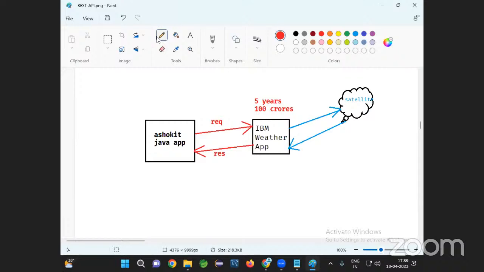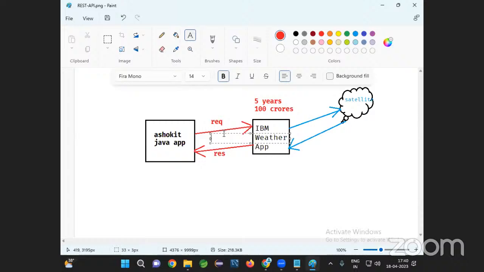I'm reusing the logic. One project's logic I am reusing in another project. That is called a distributed application. To reuse business services of one application in another application, we will develop RESTful services. By using RESTful services, one application will communicate with another application. How will they communicate? What is the format?